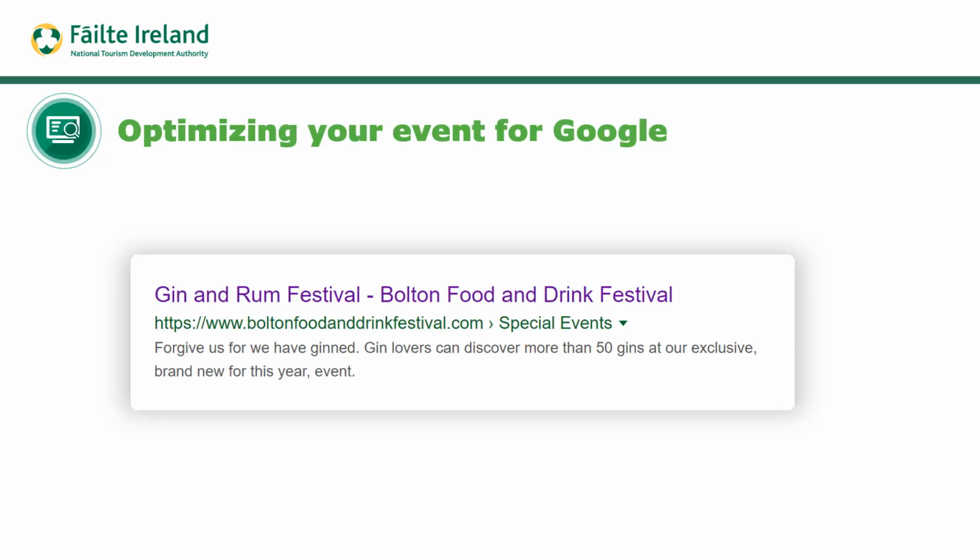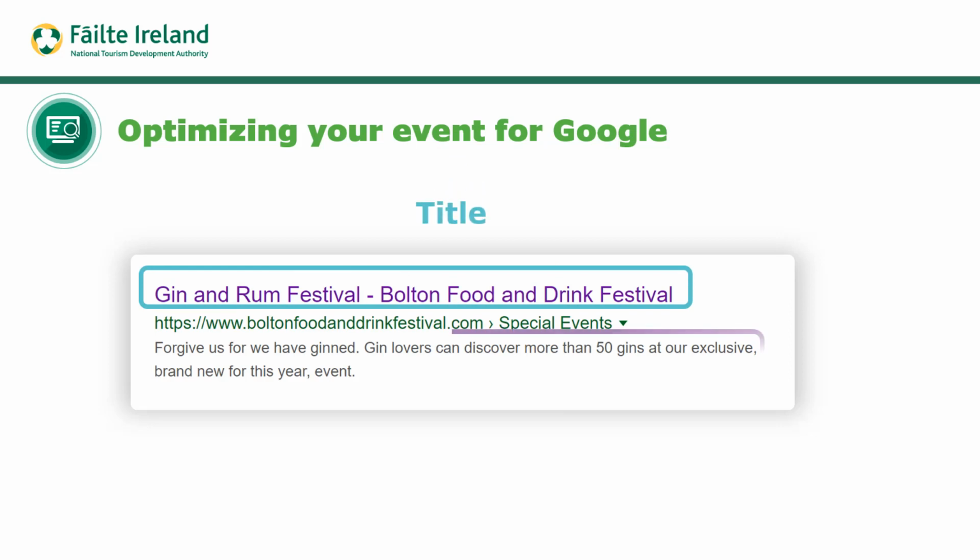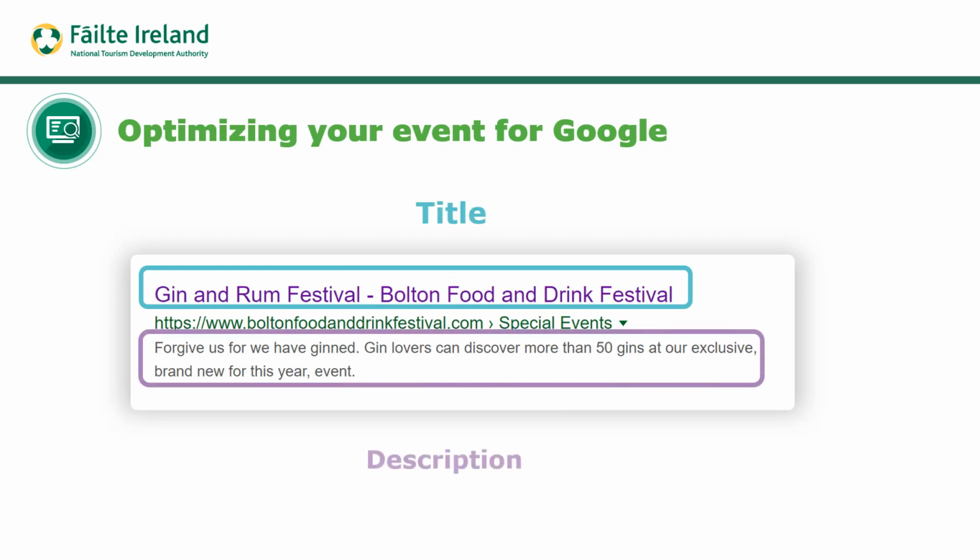Now, when you're optimizing an event for Google, there's a couple of things that are really important here. So you can see there's a title and a description. Every time you search on Google, the first line you see is a title, and then you have a description. Now you can see here in the title it names the Gin and Rum Festival, it names the location, and then it says it's part of the Food and Drink Festival in Bolton. So that's a good title. So when people are searching for Bolton Food and Drink Festival, they may come across here. Or if they search Gin and Rum Festival, they may come across this page.